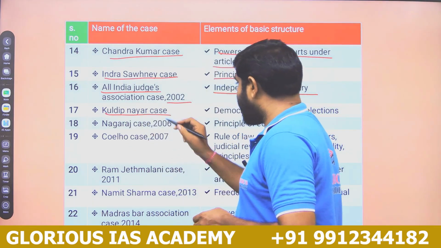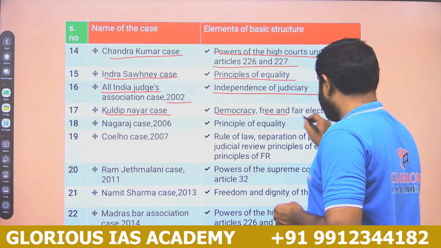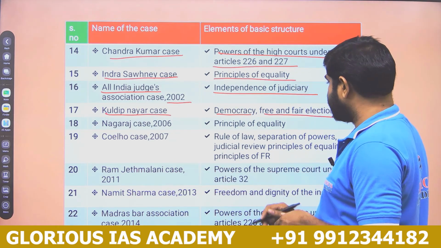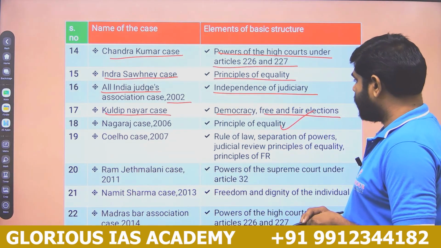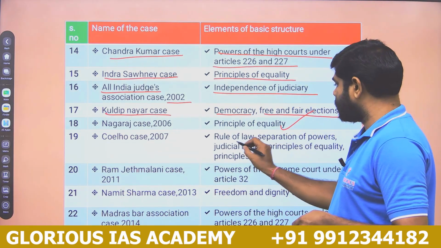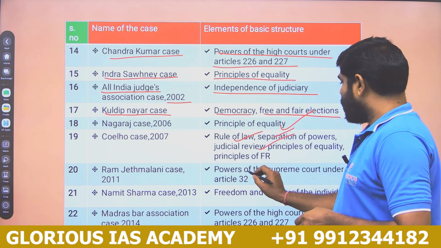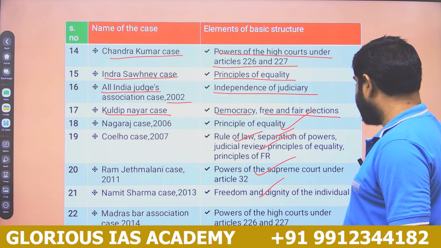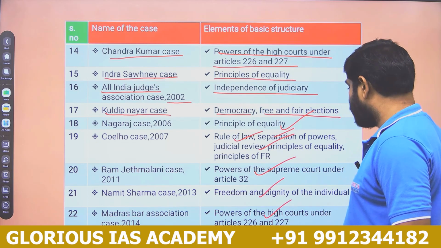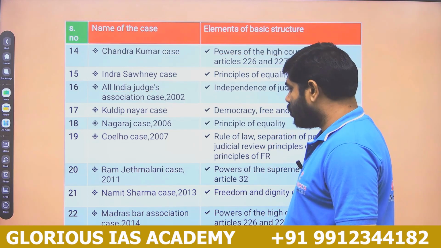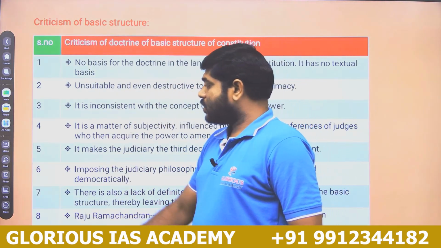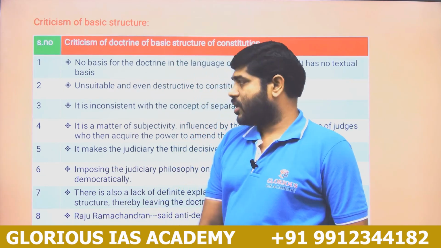In the Kuldeep Nayar case, democracy and free and fair elections were included. Similarly, in various cases, principles of equality, rule of law, separation of powers, judicial review, powers of the Supreme Court under Article 32, freedom and dignity of the individual, and powers of the High Courts under Articles 226 and 227 were included. So these are the various principles that were included under the basic structure of the Constitution.